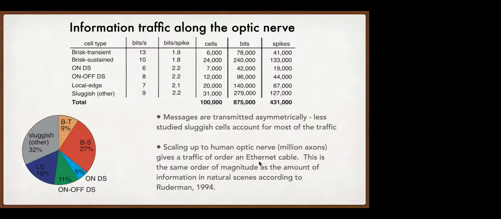So it turns out that the messages transmitted from the eye to the brain are transmitted asymmetrically. The less studied sluggish cells that fire at lower rates are actually sending most of the information from the eye to the brain. And that's because there are many more of such cell types. And then scaling this up to the human optic nerve, this data was in guinea pig, you can work out that the amount of information from the eye to the brain is about the order of an Ethernet cable.